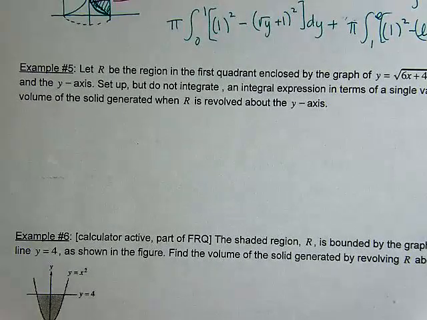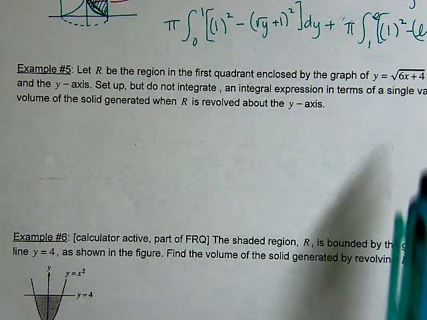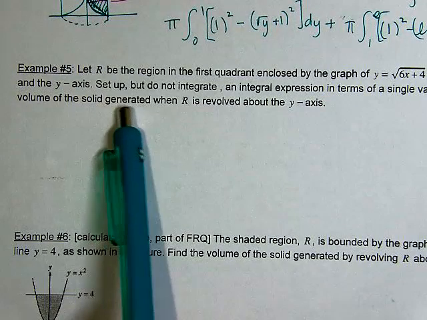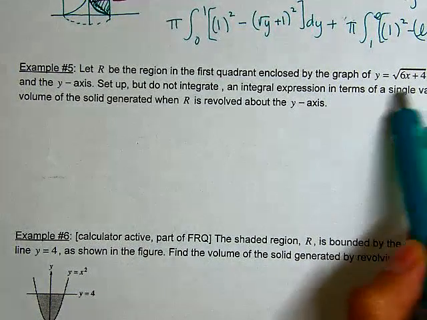Next example, it says example 5, should be example 4. We have the first quadrant enclosed by the graph of y equals square root of 6x plus 4, the line y equals 2x, and the y-axis. Set up, but don't integrate, an integral expression in terms of a single variable for the volume of the solid generated when R is revolved around the y-axis. So you'll notice this says in terms of a single variable.